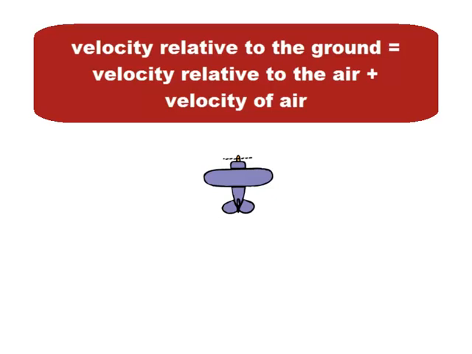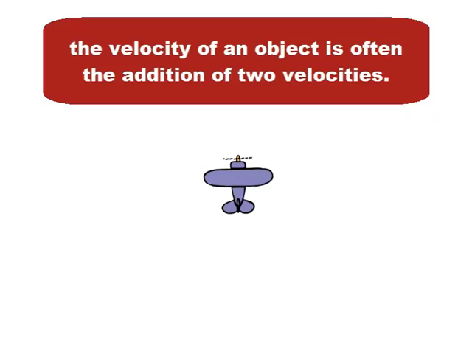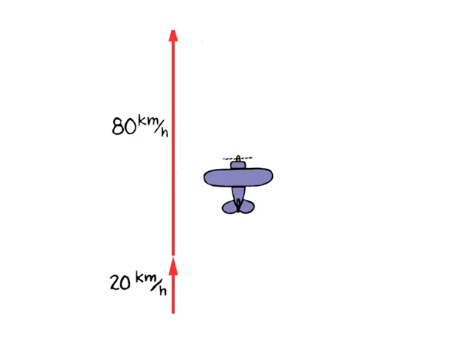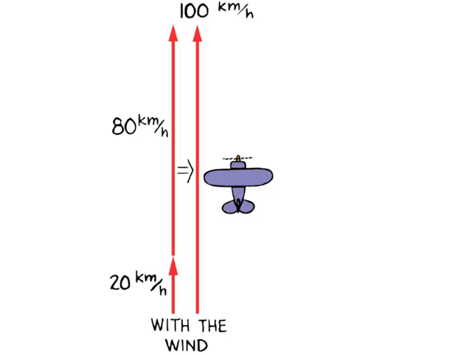An airplane's velocity relative to the ground depends on the airplane's velocity relative to the air and on the wind's velocity. The velocity of something is often the result of combining two or more other velocities. If a small airplane is flying north at 80 kilometers per hour relative to the surrounding air, and a tailwind blows north at a velocity of 20 kilometers per hour, the plane travels 100 kilometers per hour relative to the ground below.